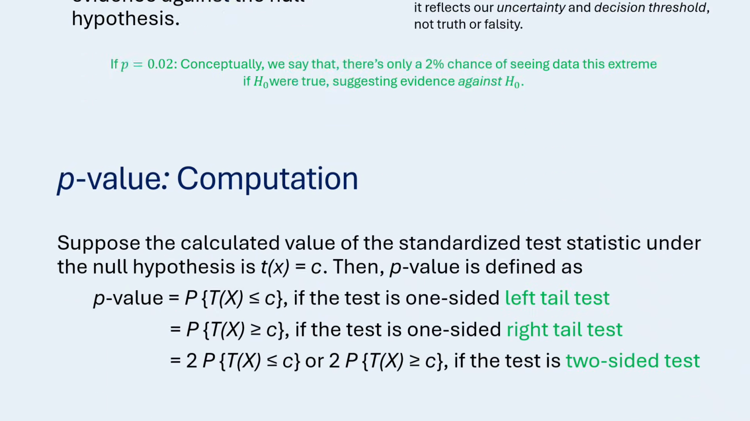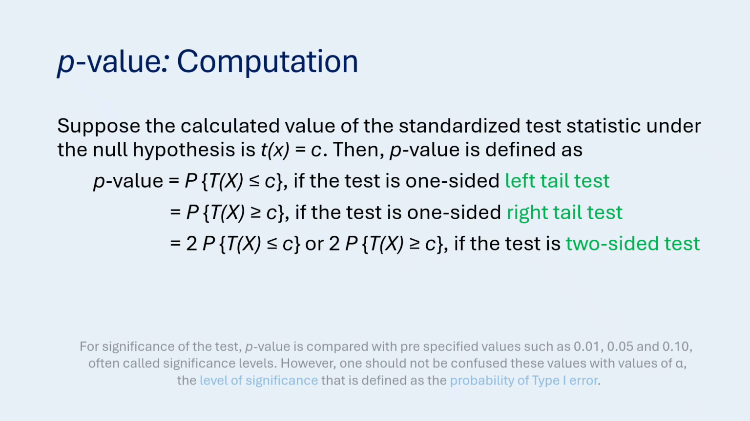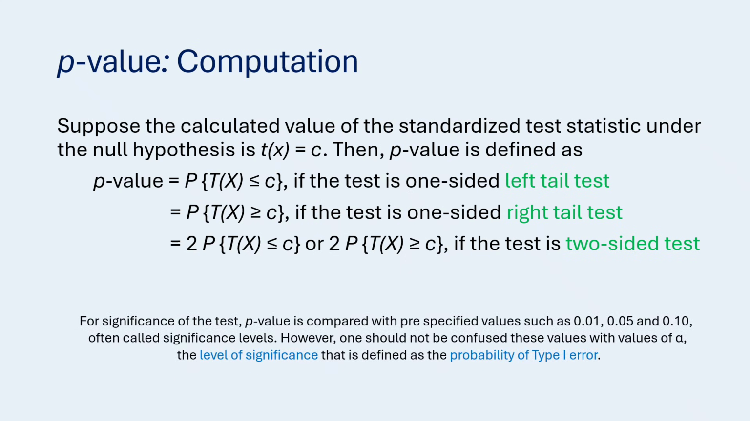Okay, so let us understand the computation first, then we will get into the deeper part of it. Suppose we have the calculated value of the standardized test statistic for a given situation, and the null hypothesis is given as T_X = C. Then the p-value is defined as the probability of T_X less than or equal to C if it is a left tail test, the probability that T_X is greater than or equal to C for a right tail test, and 2 times the probability of T_X less than or equal to C, or 2 times the probability of T_X greater than or equal to C, if the test is a two-sided test.